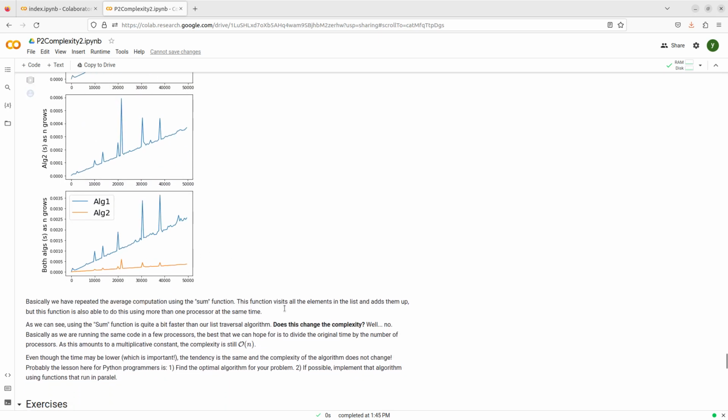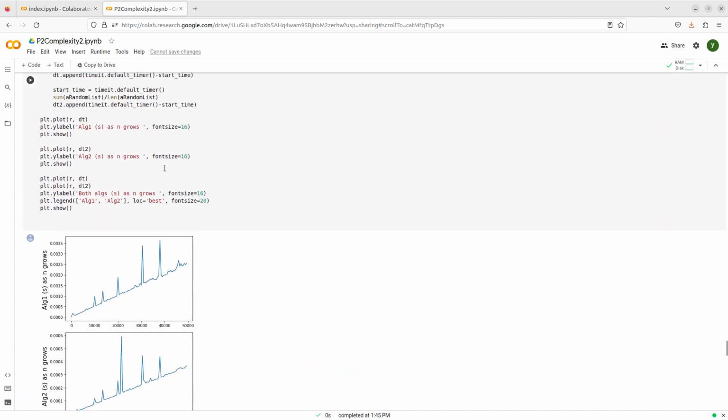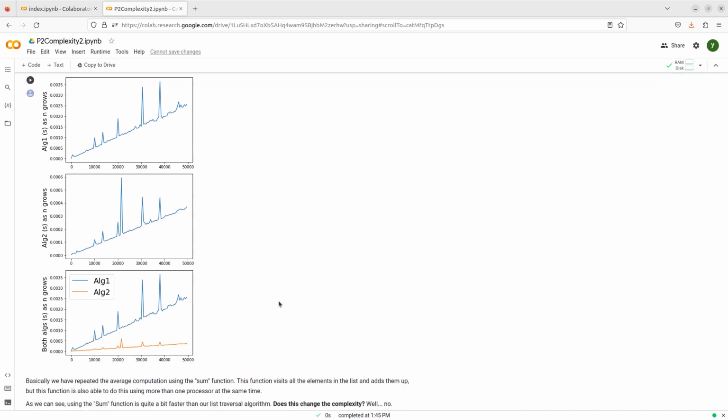So even though this doesn't really affect the discussion of complexity that we have been having, this is something worth remembering. What do you want to do when coding Python? Well, first you want to be coding an algorithm that's optimal for your problem. Once you have that, if you can implement it using this type of functions in Python that make your code faster, then you should definitely do that.